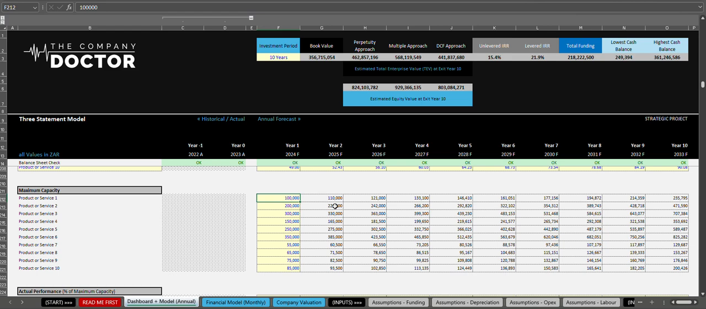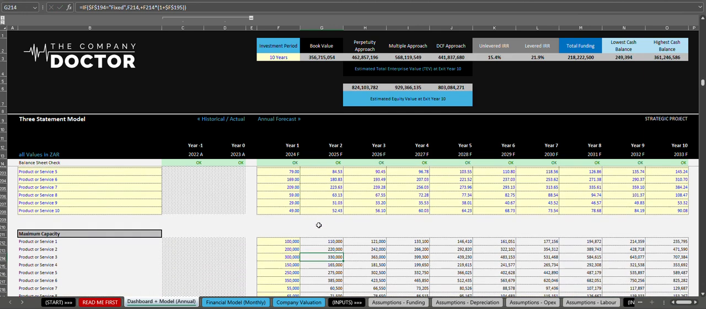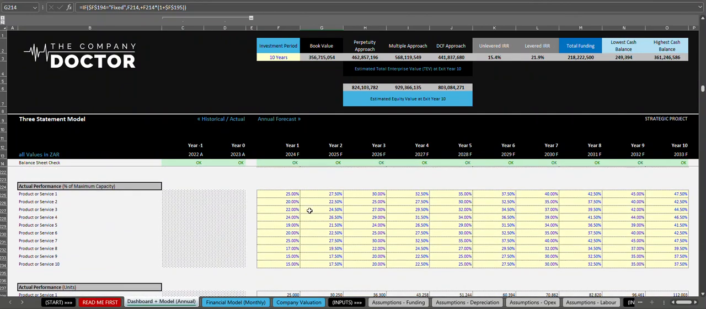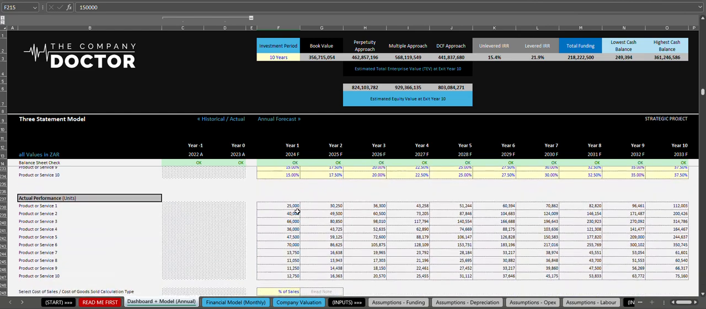Production capacity, as I mentioned, will automatically link to whatever your decision is here, whether it's variable production changes or whether it's fixed. Your actual performance is based on what your production capacity is, which will then calculate your actual performance in units.